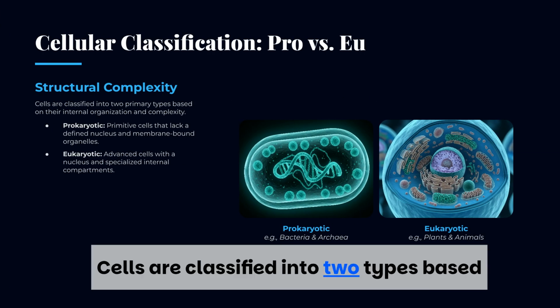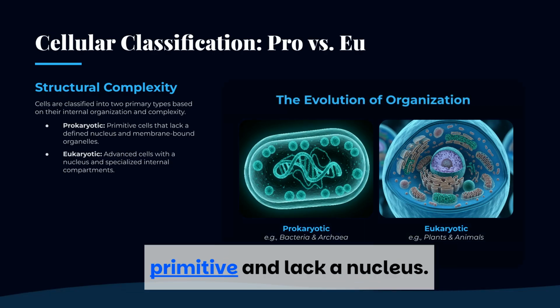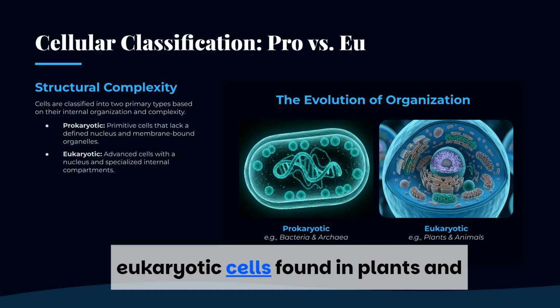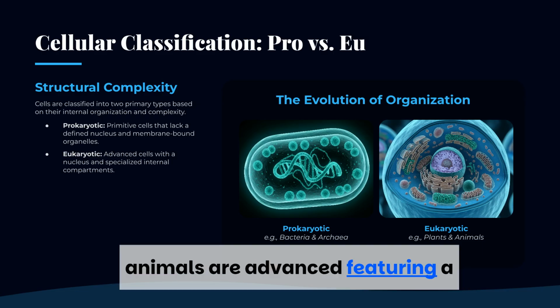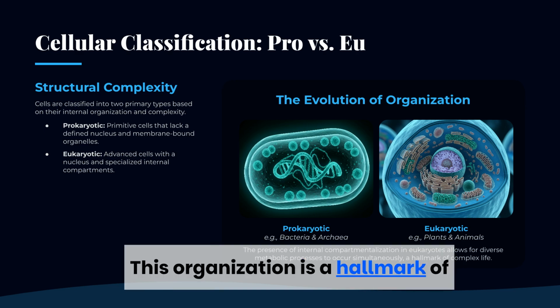Cells are classified into two types based on complexity. Prokaryotic cells, like bacteria, are primitive and lack a nucleus. Eukaryotic cells, found in plants and animals, are advanced, featuring a nucleus and specialized internal compartments. This organization is a hallmark of complex life.